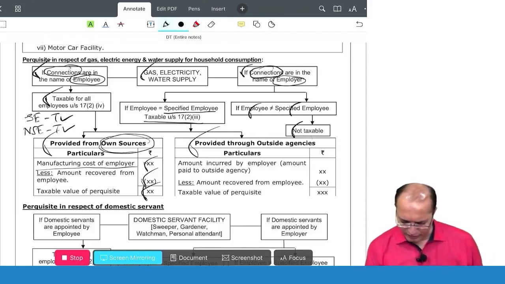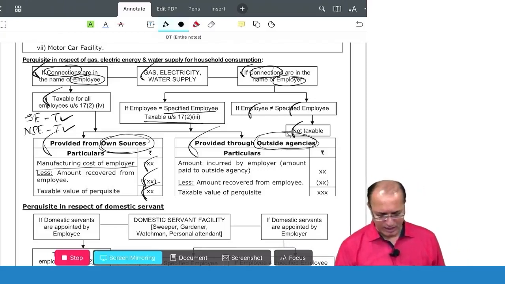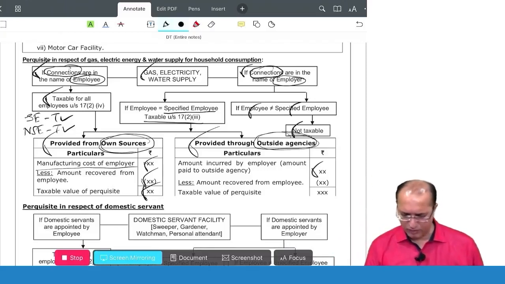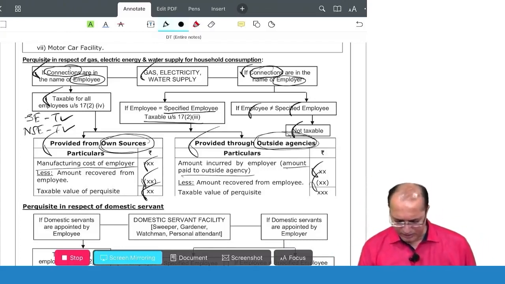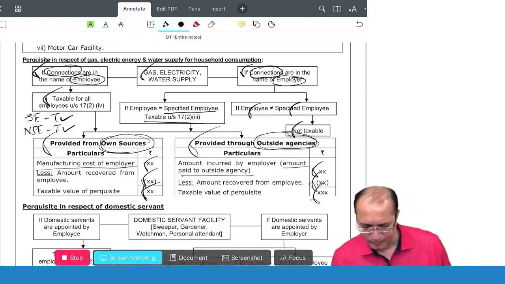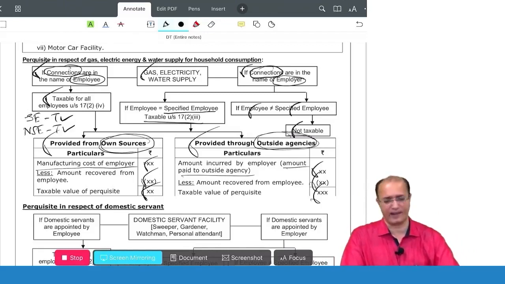Whereas if these facilities are provided through outside agencies, then your employer might be paying a bill to them. In that case, it is the amount incurred by the employer. Amount incurred by employer is nothing but the amount of bill paid to the outside agency minus amount recovered from employee, balance is taxable value of the perquisite. Have you understood this very clearly?